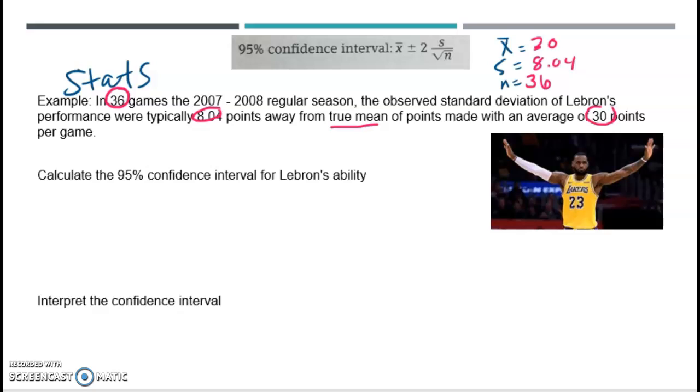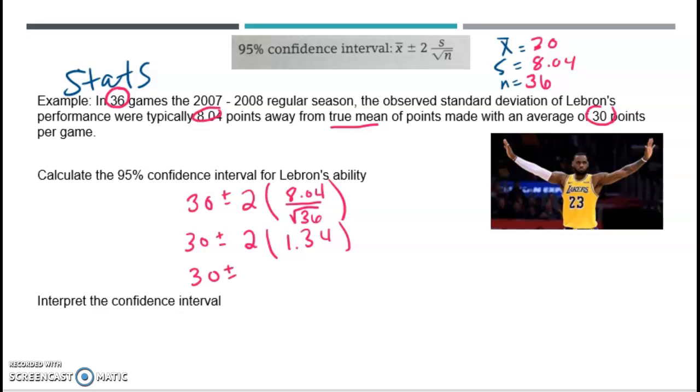Okay, from here, we're ready to just plug into the formula. So we have the mean, which was 30, plus or minus 2, which comes from the 95% from the empirical rule, times the standard deviation, which is 8.04, all over the square root of 36. I always advise you to get those numbers broken down within the parentheses first before actually multiplying by your multiplier. So 30 plus or minus 2 times 1.34, and that ends up being 30 plus or minus 2.68.